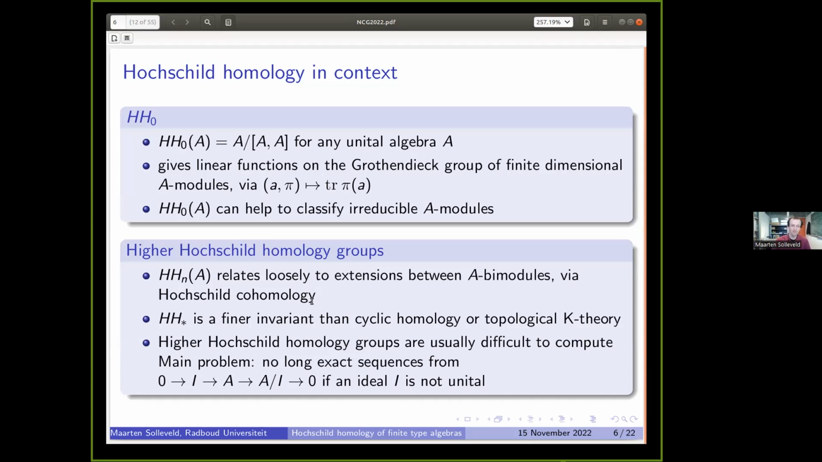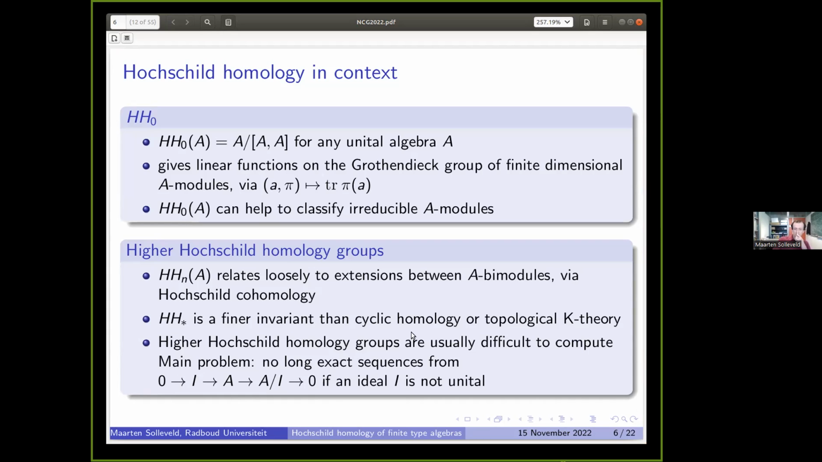But for Hochschild homology, the standard thing which you would like to do is you take your algebra, you take an ideal, you divide it out, and you get an exact sequence, and then you hope that you also get a long exact sequence of Hochschild homology groups so that you can reduce the Hochschild homology of A to the Hochschild homology of some ideal and some quotient of A. But it turns out this doesn't work. At least, it does work if the ideal itself is a unital algebra, but most of the time it's not a unital algebra, and then most of the time you do not get long exact sequences from such a sequence of algebras. So that's one cause why it's difficult to compute Hochschild homology groups.